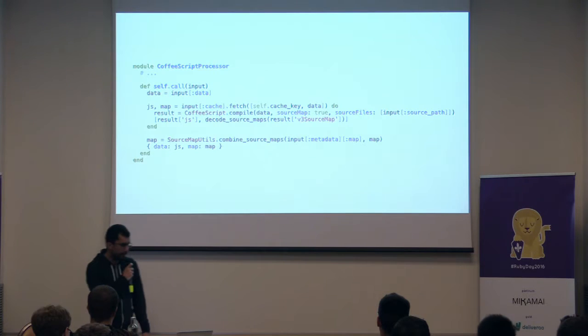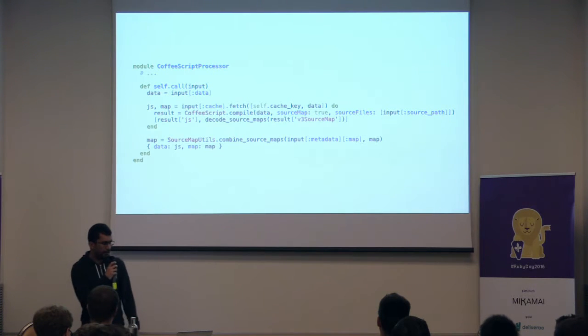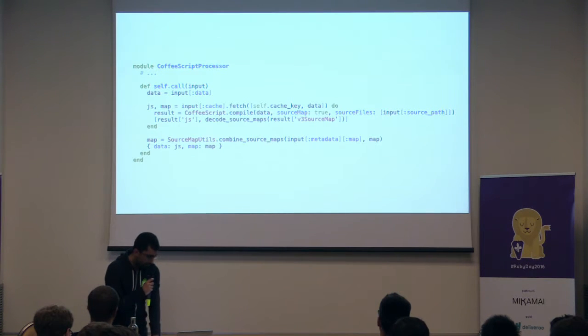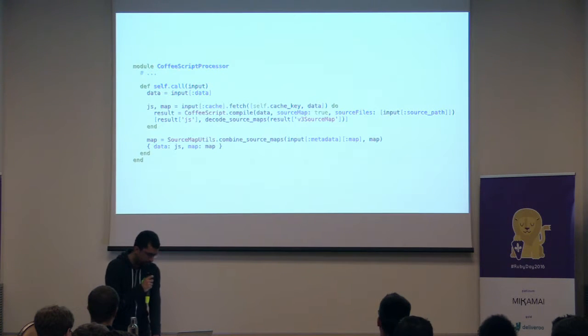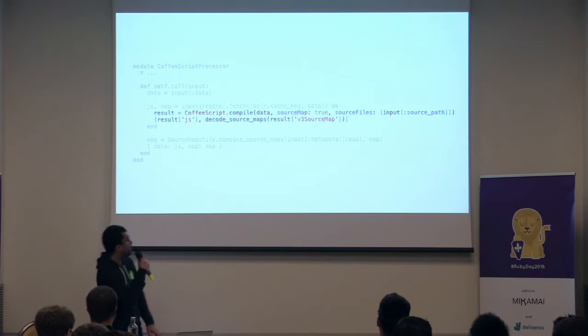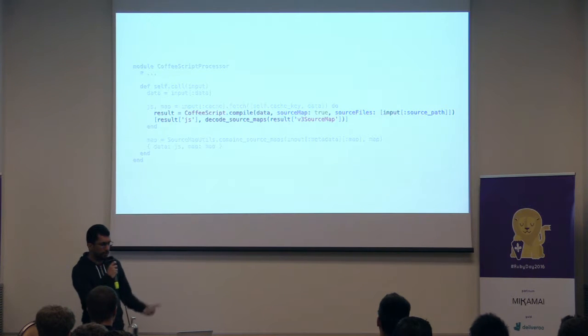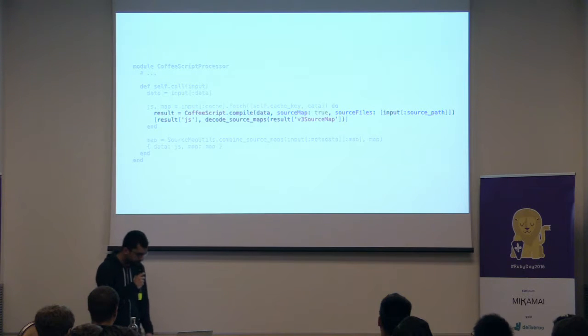The CoffeeScript processor is easy to read. It's just a method, self.call, that has the input and also returns another hash. And the important part of the code is the two lines that are actually compiling the CoffeeScript file to JavaScript and putting it in the return hash.